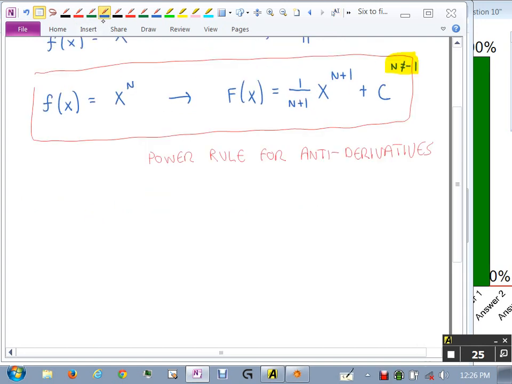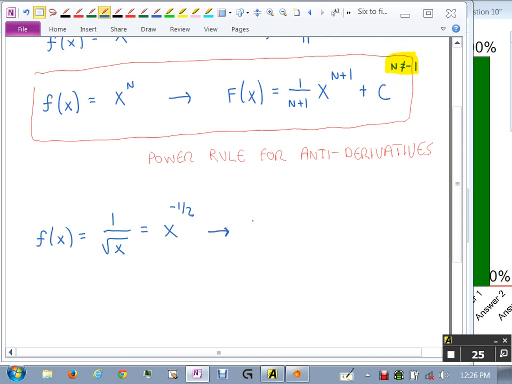So if we have something like this, the antiderivative of this is not natural log of the absolute value of x. We first have to rewrite this as x to a power. So let's rewrite it as x to a power. This is the same as x to what power? Negative 1/2. Now, can we use this formula if the n here is negative 1/2? Yes, as long as it's not negative 1.